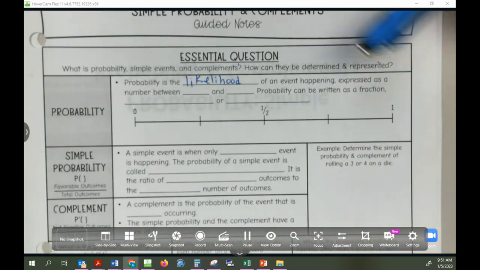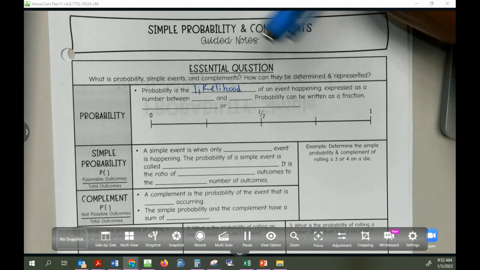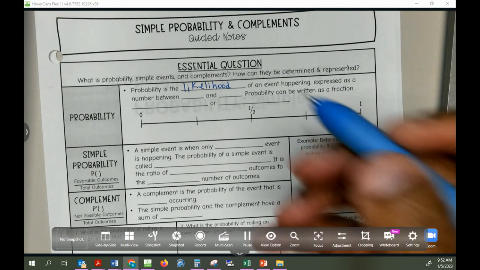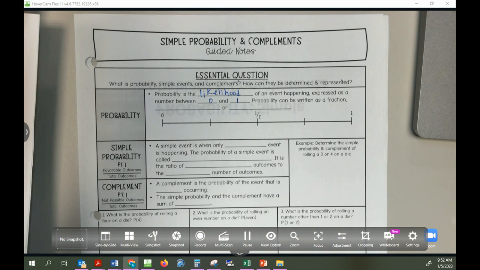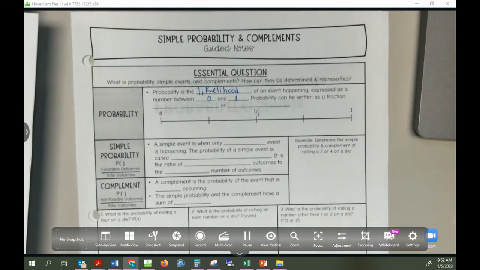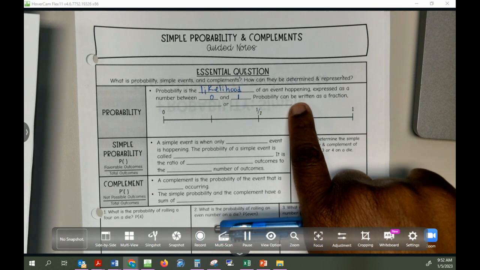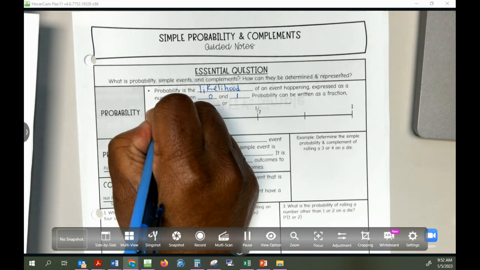Let me zoom out some because maybe that's why. The likelihood of an event happening, expressed as a number between 0 and 1. I have no idea why it's doing that. All right, so probability can be written as a fraction, decimal, or percent.